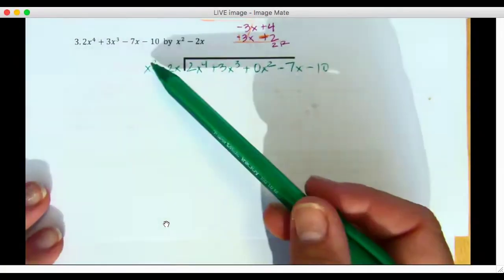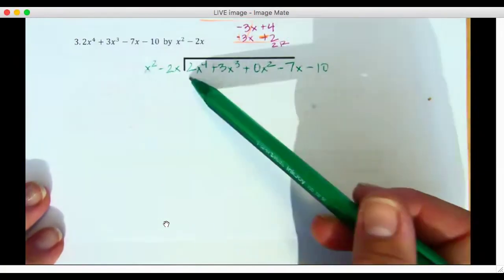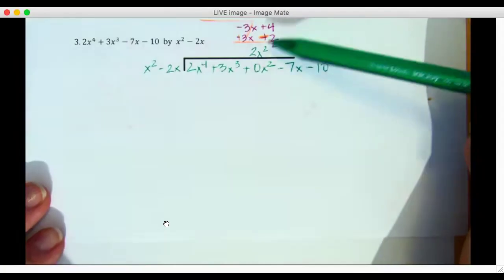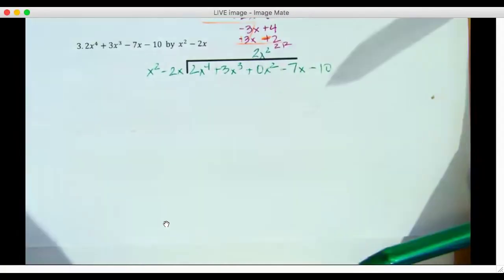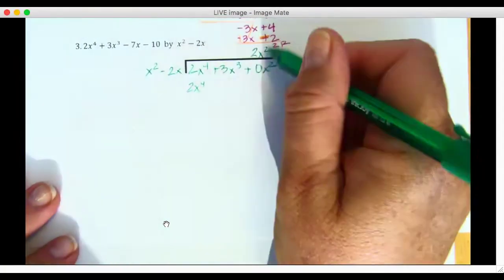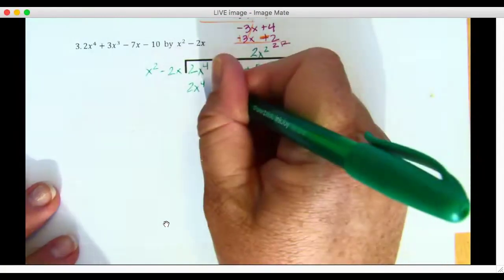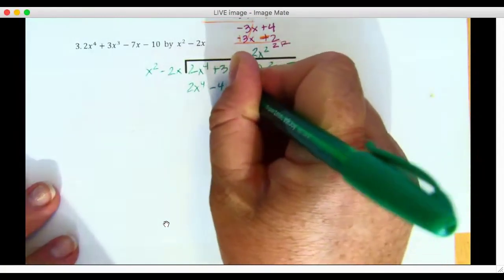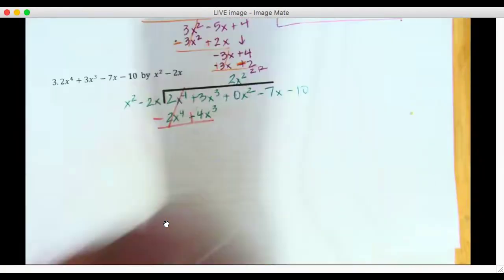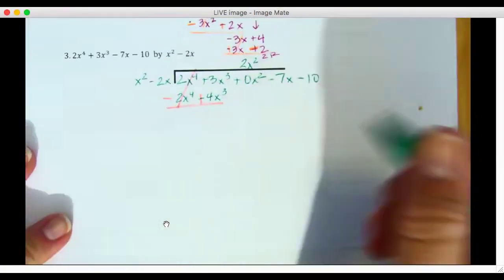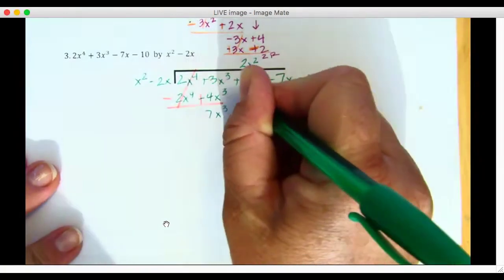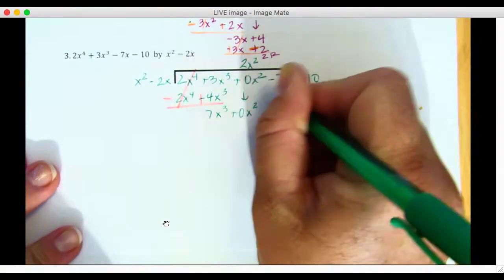I want to ask myself, x squared times what gives me 2x to the fourth, and that would be 2x squared. And again, notice I'm keeping things organized. I put that above the x squared term. So 2x squared times x squared gives me 2x to the fourth. 2x squared times negative 2x is negative 4x cubed. But we are subtracting, so those signs switch, and this term cancels. And we have now 3x cubed plus 4x cubed is 7x cubed, and everything else is coming down.